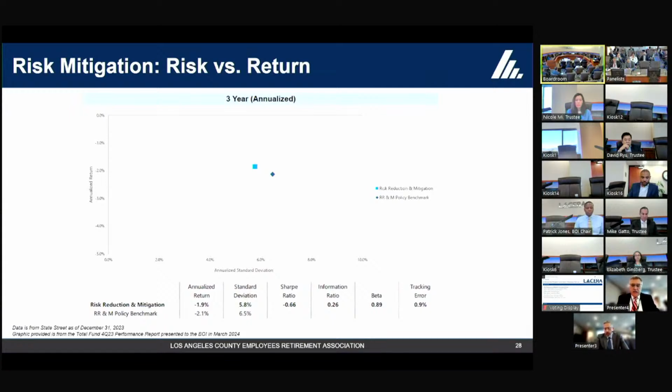We'll conclude on this page, which summarizes both risk and return for the entire category. As you can see, over the past 3 years, the risk reduction and mitigation category has generated a higher return than its benchmark, while experiencing lower volatility as measured by standard deviation. In the graph, our portfolio, the light blue box, is to the north and west of the benchmark, which is shown as the dark blue diamond.